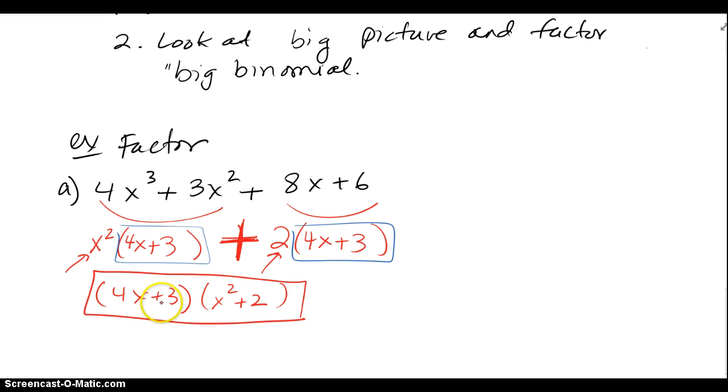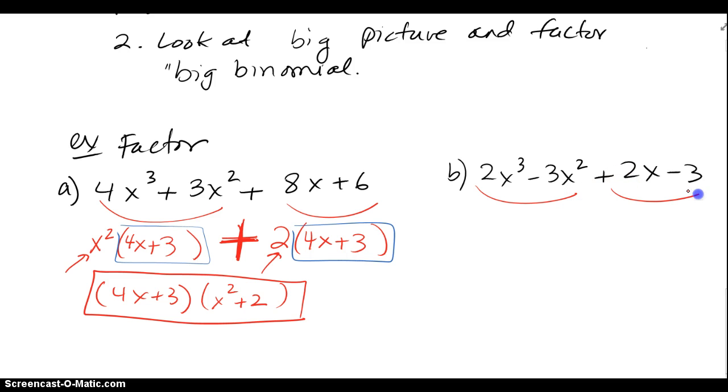So I have a product of two binomials with no common factors inside the first one and no common factors inside the second one, so this expression must be fully factored. Okay, part B, again I have 4 terms, so I'm going to look at first two guys, second two guys.